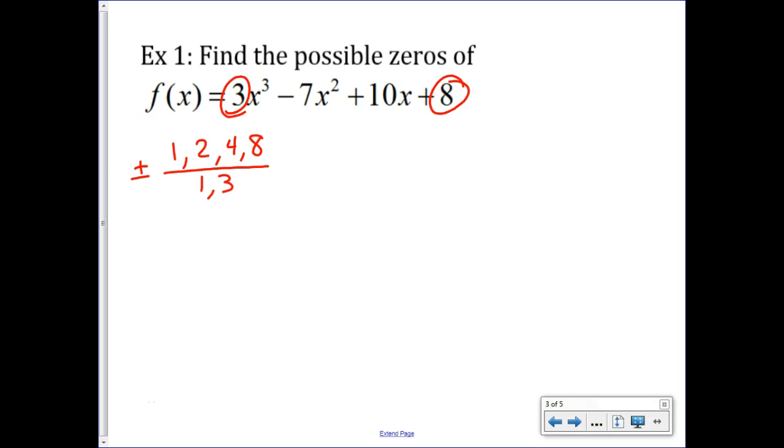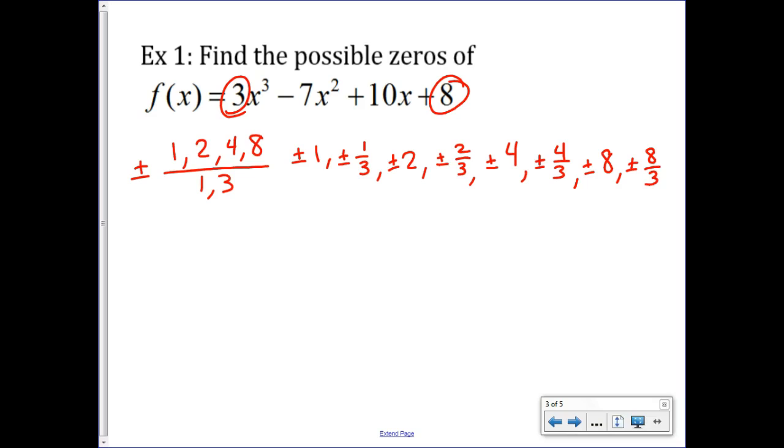So now, we're going to go ahead and write out every one of these combinations. 1 divided by 1, we have plus or minus 1. 1 divided by 3, plus or minus 1/3. 2 divided by 1 is plus or minus 2. 2 divided by 3 is plus or minus 2/3. Then we have plus or minus 4 divided by 1, and then plus or minus 4/3. Then we have plus or minus 8 divided by 1, and then plus or minus 8/3.